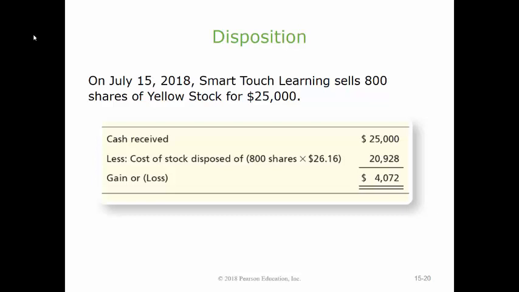profit. And because for our company, for SmartTouch, we're a company that makes technology, we're not an investment firm. That is not something that is typical of our normal operations. We can't record that as regular revenue. We're going to record that as a gain.